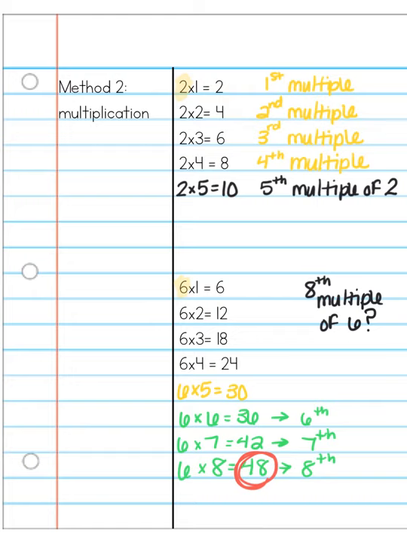And if you look at this closely, you'll see that this is related to our repeated addition method, because to get from one multiple to the next, I'm just adding 6. So multiplication is really just repeated addition.